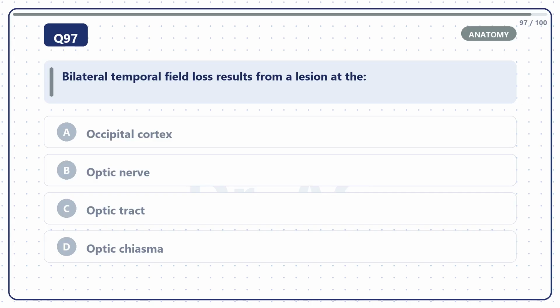Question 97. Bilateral temporal field loss results from a lesion at the Option A, occipital cortex. Option B, optic nerve. Option C, optic tract. Option D, optic chiasma.